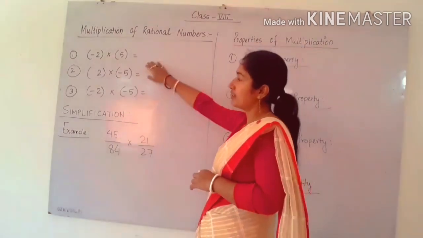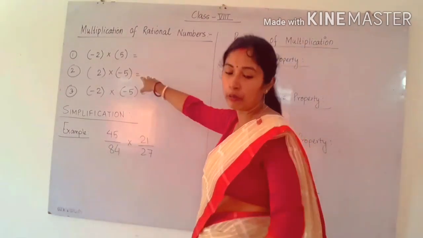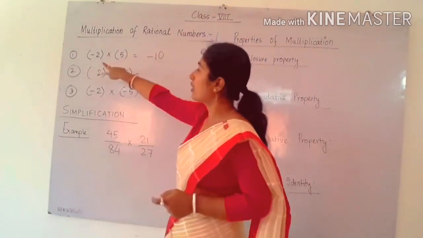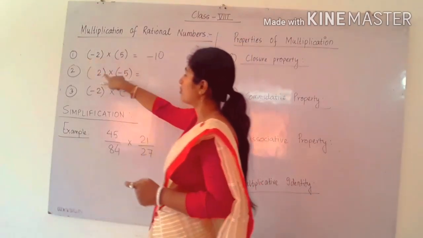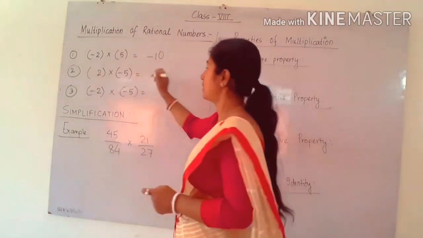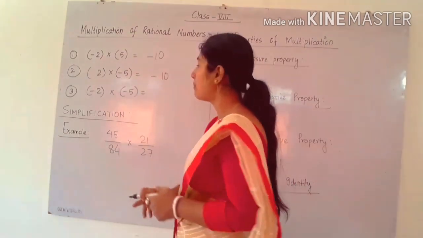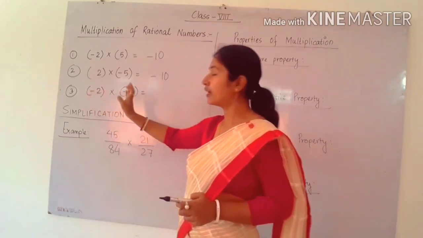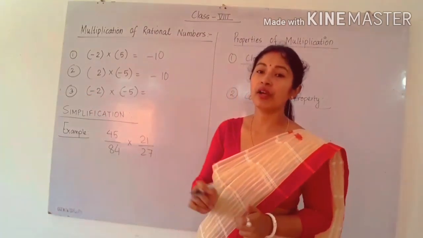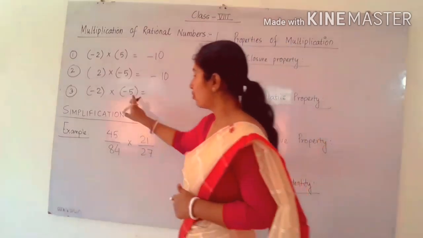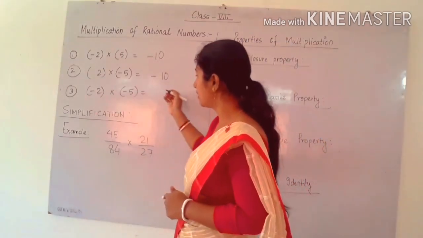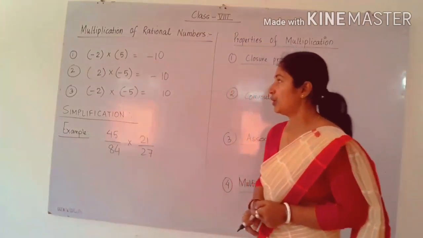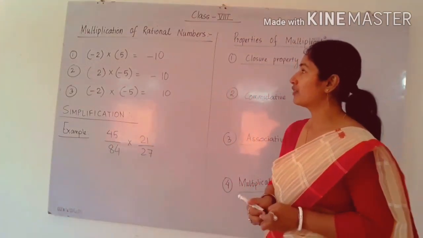So in the first case and in the second case, both answers will be minus 10, because here also one negative symbol is present, here also only one negative symbol is present. But what will happen if both are negative? If both are negative, then negative in negative becomes positive. Minus minus will become plus. So 2 fives are 10. That means you have to write plus 10, or you can write 10. So this is all about multiplication of rational numbers.